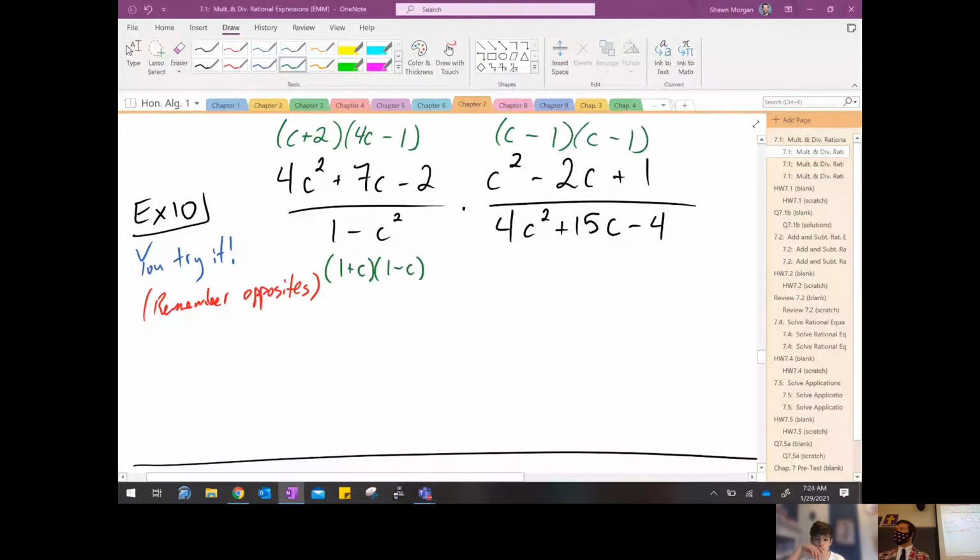Let's see here. Drew, do you have the last one done? C plus 4. All right, very good. So your first step is factoring, right? If you don't get through all the factoring, then you won't figure any of these problems in this chapter out at all. I promise you that.